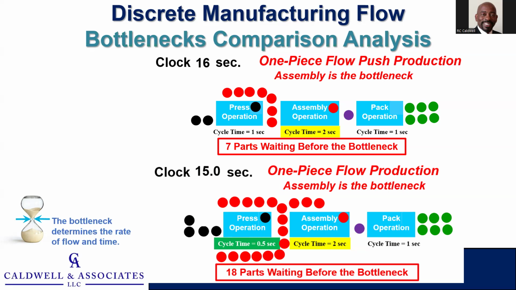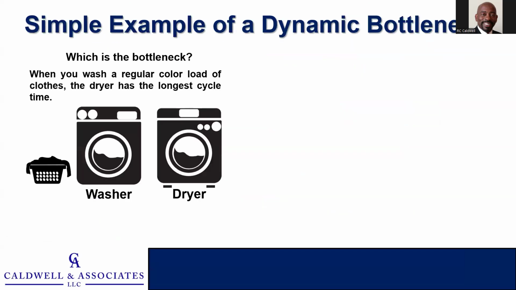So this is what happens. If you want to learn more about dynamic bottlenecks, look at this simple example, okay? This is what a dynamic bottleneck looks like. Where's the bottleneck? When you wash a regular load of clothes, the dryer is the longest operation. The dryer is your bottleneck, okay? Most people, you wash clothes, you know that when you're doing a regular load, the dryer is the bottleneck.